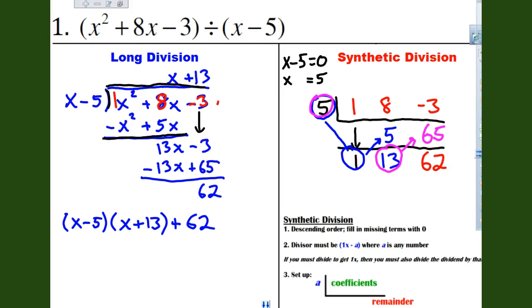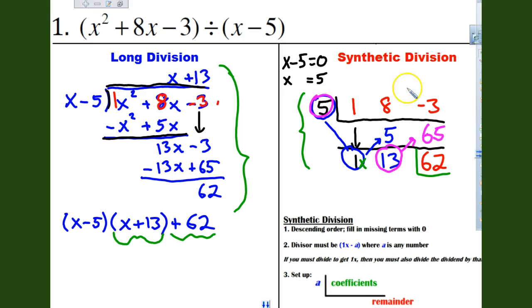And now if you haven't already seen something going on here, look at the answer we got in the long division: x plus 13, remainder 62. Look what we got here: 1x plus 13, remainder 62. So you can see how much work we did there just to get this answer, and look what we did in just this amount of time. It gave you the same exact thing.